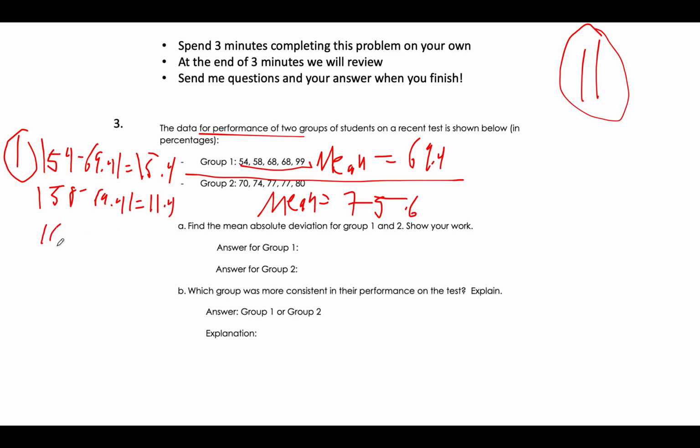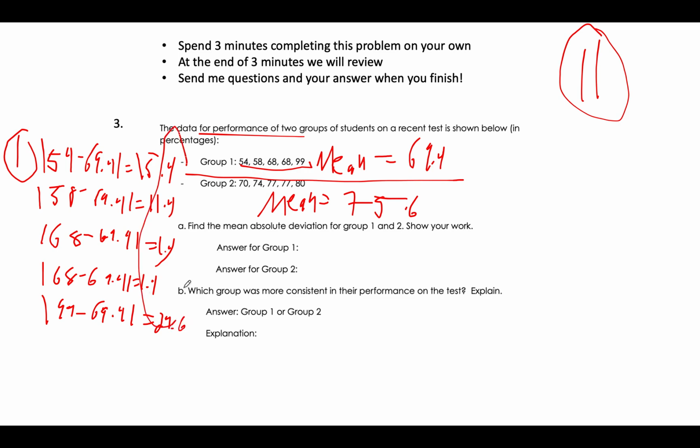Our third point, 68 minus 69.4. That just gives us 1.4. Do that again, 68 minus 69.4. That also gives us 1.4. And then we have 99 minus 69.4. That's going to give us 29.6.